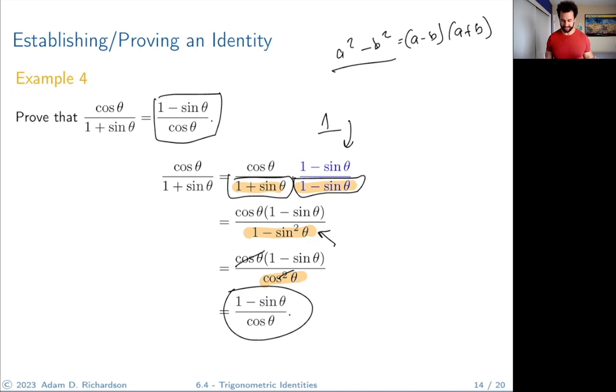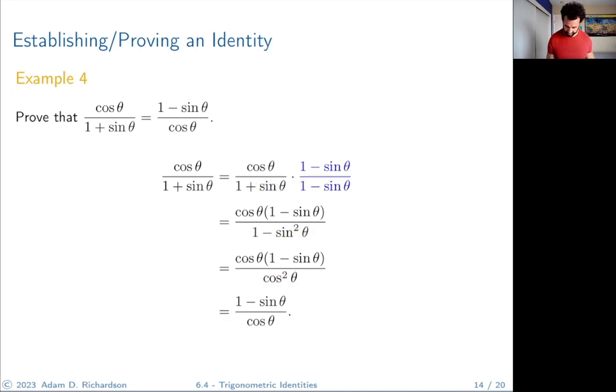Yay! Okay, so before I go to the next example, there are a couple of notes and a couple of things I want to point out about this example. So first, the number 1 point I want to make is notice that I started on one side and I arrived at the other side.